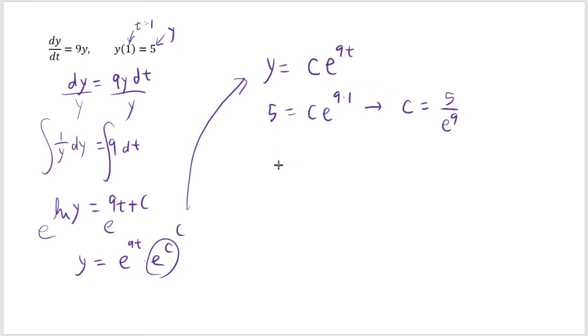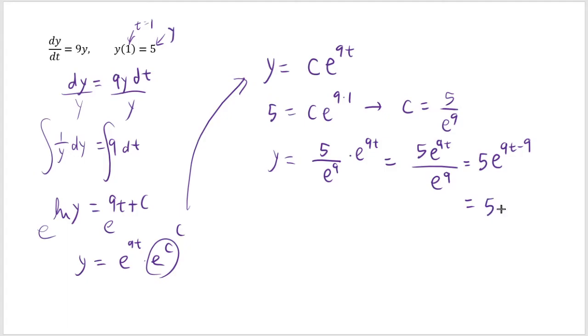You can bring it back here and you get y equals 5 over e to the 9th power times e to the 9t, which is the same thing as 5 e to the 9t divided by e to the 9th. And that's a perfectly reasonable answer, but if you want, you can simplify further by subtracting in the exponent, so that's the same thing as 5 e to the 9t minus 9. Or even further, you can rewrite this as 5 e to the 9 times t minus 1. Okay? So all of these should be an acceptable answer, although this would be the simplest one.